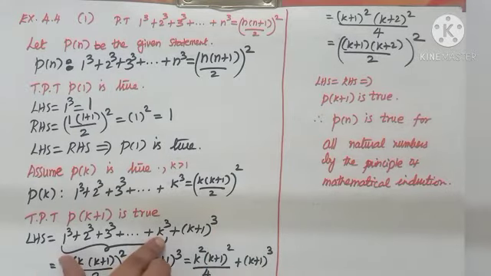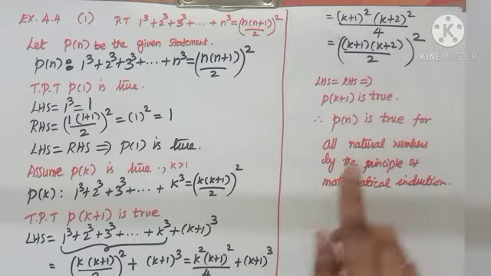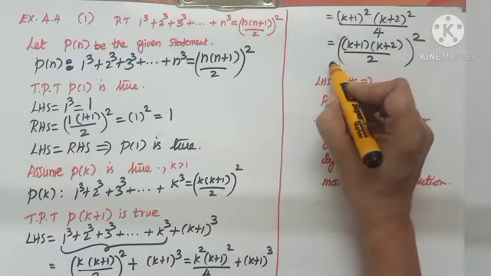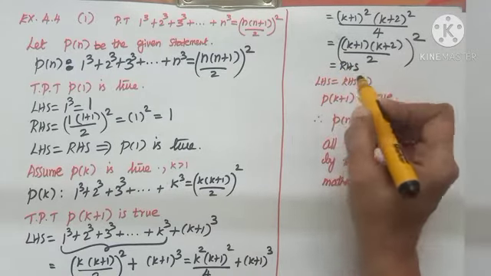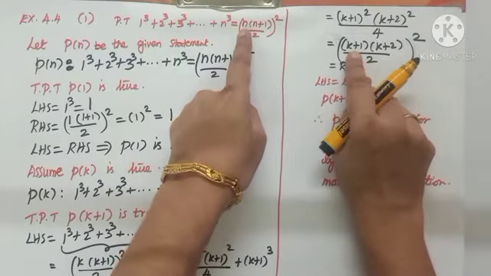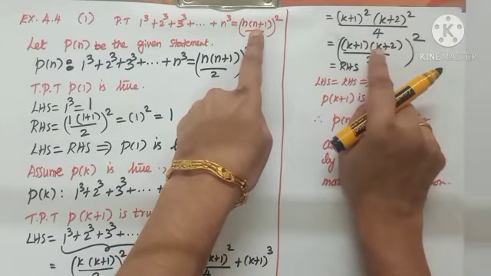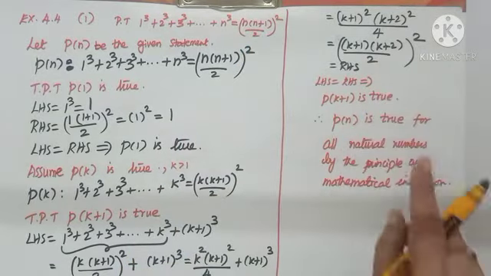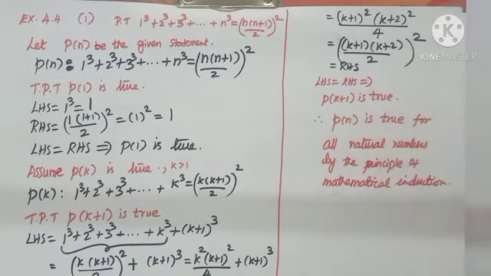For 1 cube to K cube, use this result. This is extra. Take LCM, common term out and simplify. Show that LHS equals the RHS. So this answer is nothing but RHS. Because I compared, n becomes K plus 1. n becomes K plus 1 plus 1, that is K plus 2 by 2 the whole square, which tells me P of K plus 1 is true, and so P of n is true for all natural numbers.